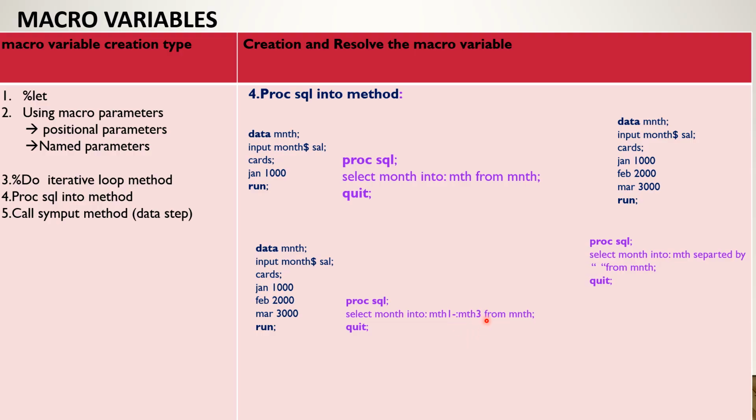Here 1 and 3 mean what? From the starting observation to the ending observation. For this also you can create the macro variable, if required. Then from month, meaning which data set. Then quit. See, here if you call percentage put mth2, then the February value will show in the log. Then if you call percentage put mth3, it will show March. Why? Because we have created each observation as a macro variable.